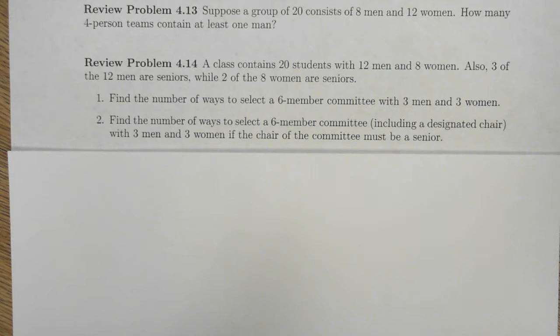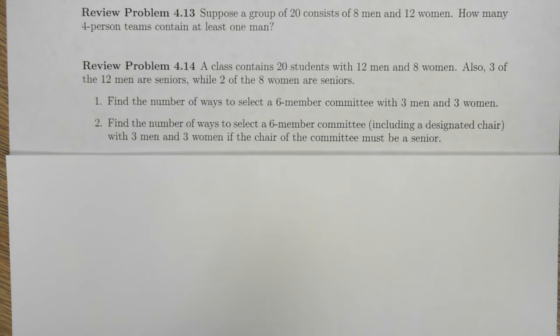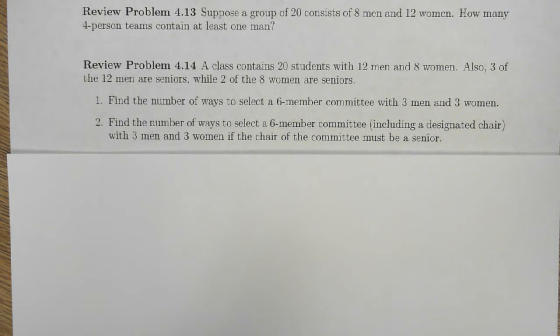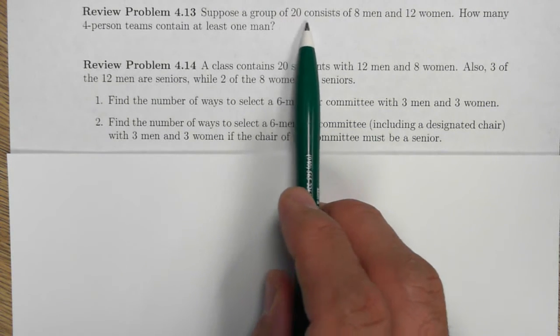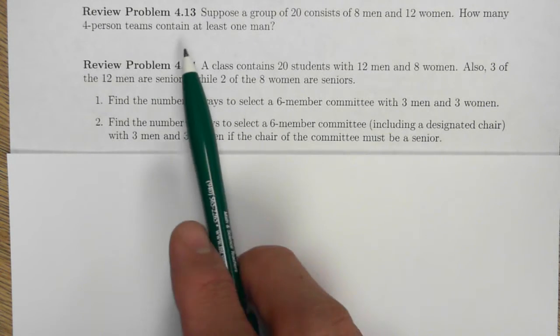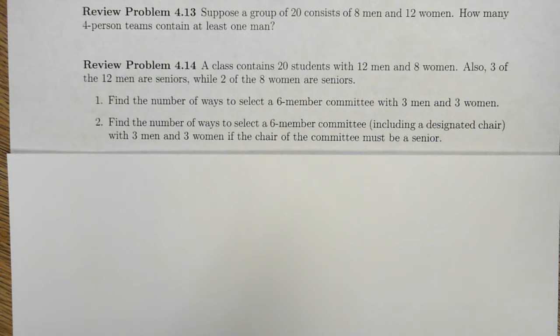In this video, let's take a look at problems 413 and 414. Both of these consist of problems concerning constructing teams from a group of two different sets of people. Suppose that a group of 20 consists of 8 men and 12 women. How many four-person teams contain at least one man?